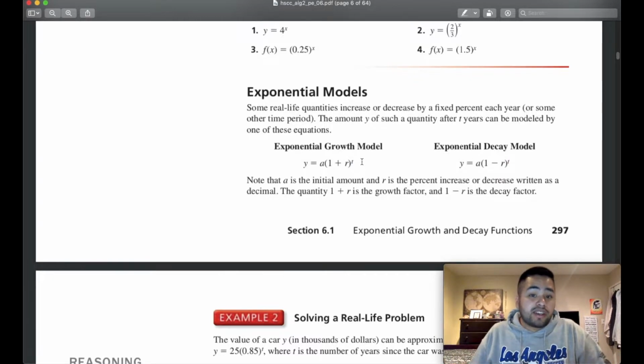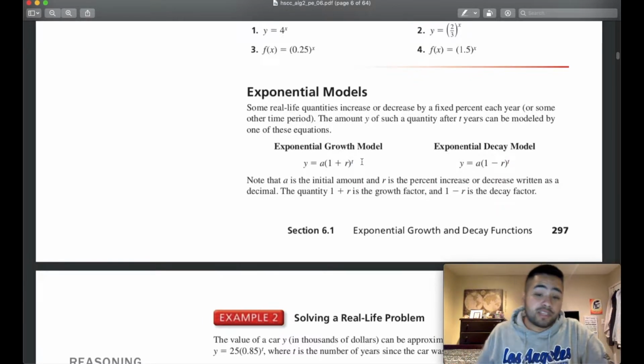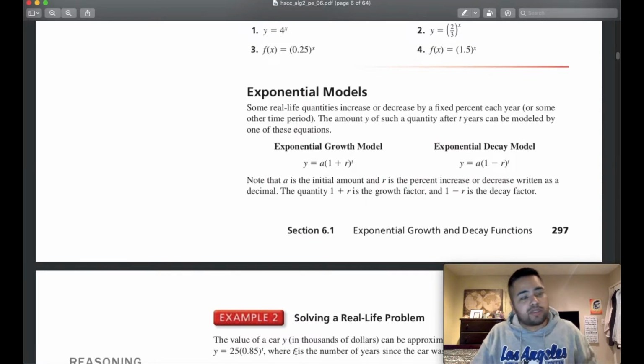Let's try to understand each of these variables. Let's start off with the y. The y is the amount, let me go ahead and read for you: the amount y of such a quantity. What are some examples of quantities? We see, for example, the value of a car, population growth, things of that sort that require you to have a model for it. t is pretty straightforward. t in this case is going to be years.